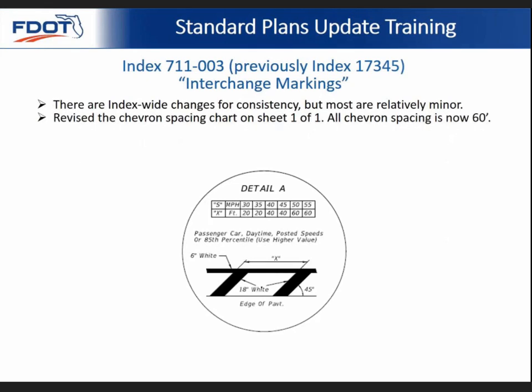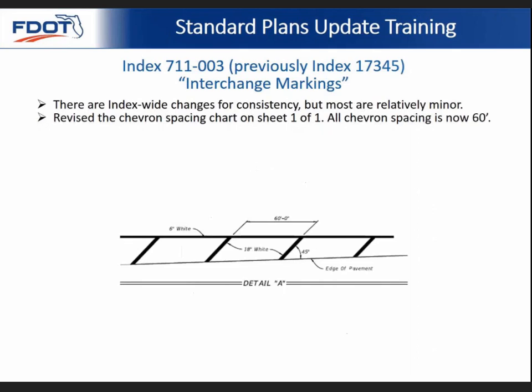Index 711-003, previously index 17345, interchange markings. There are index-wide changes for consistency, but most of these changes are relatively minor. One of the more significant changes is that the chevron spacing chart on sheet 1 of 1 has been revised. All chevron spacing is now 60 feet.